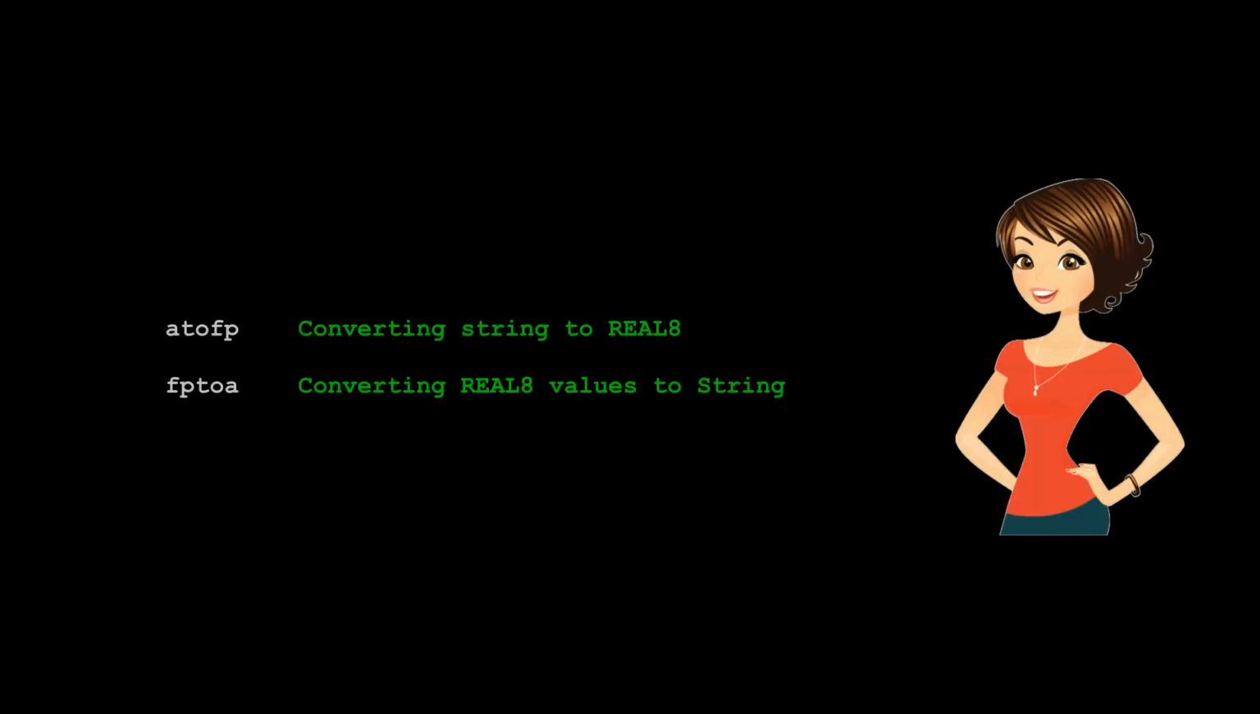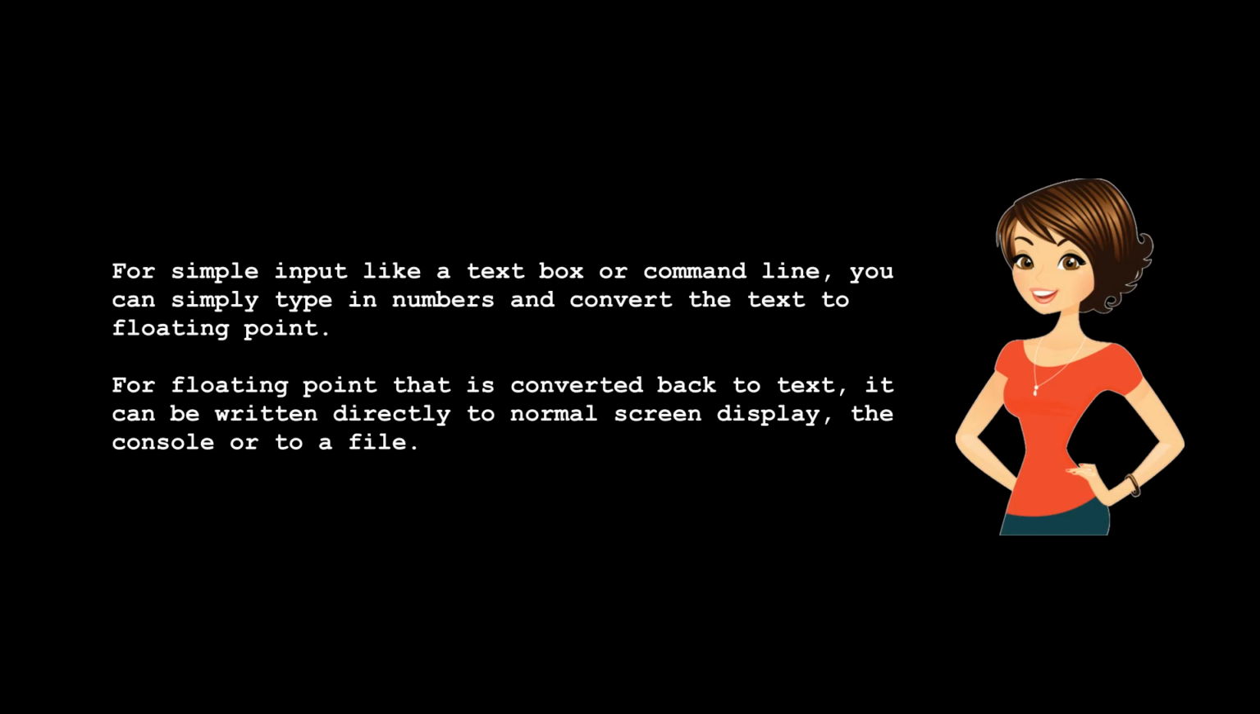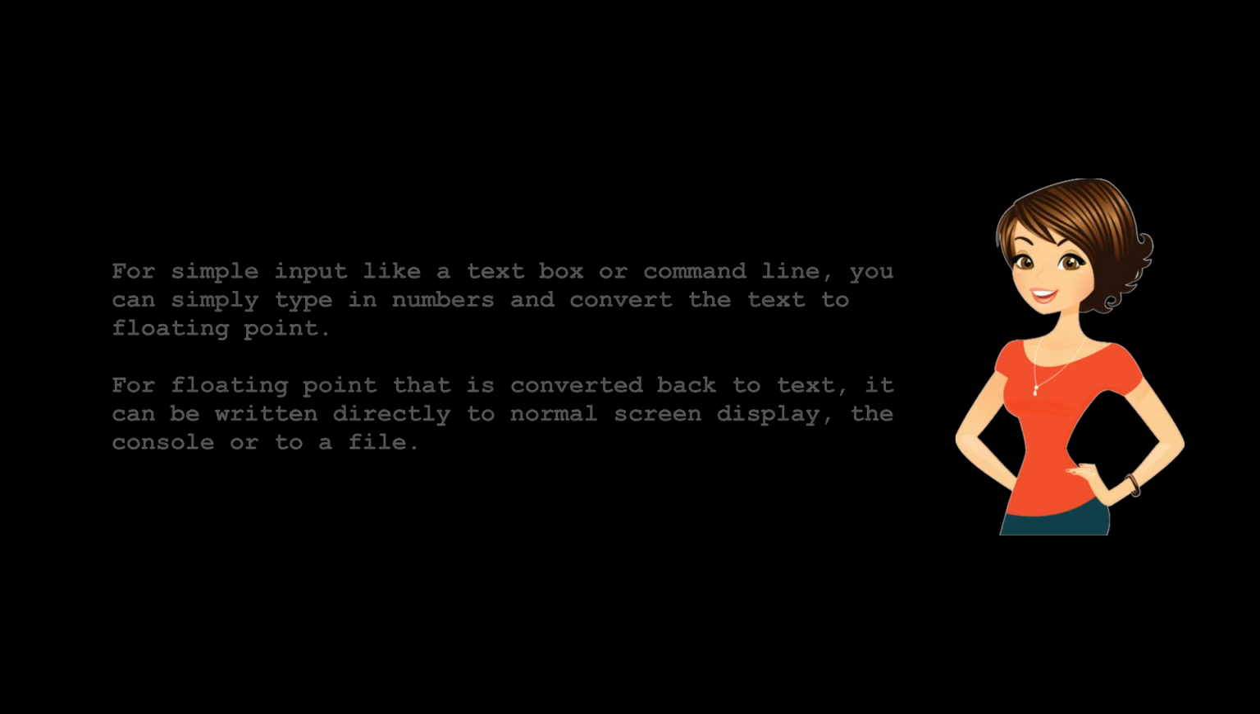To make this capacity easier to use in terms of data input and output, there are a pair of functions in the MSVCRT runtime library that are used to both convert text into floating point and convert floating point to text. For simple input like a text box or command line, you can simply type in numbers and convert the text to floating point. For floating point that is converted back to text, it can be written directly to normal screen display, the console, or to a file.